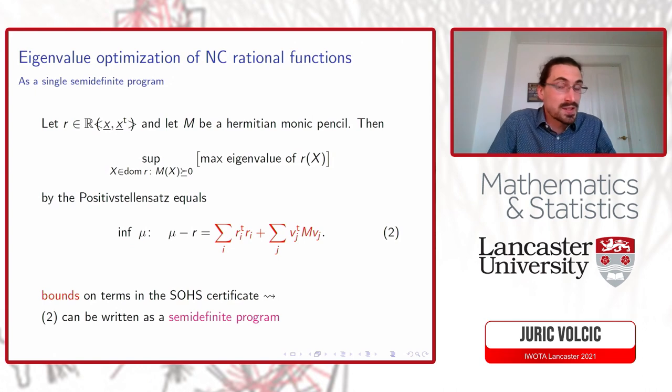Which means that the methods for solving semi-definite programs can be applied for optimizing eigenvalues of NC rational functions over the free spectrahedron.